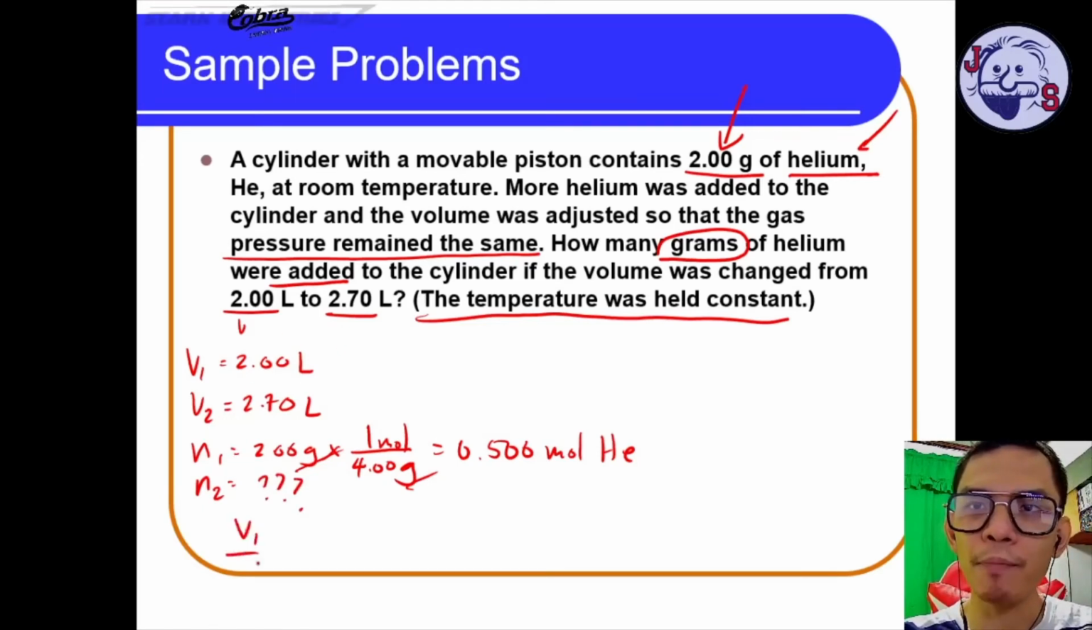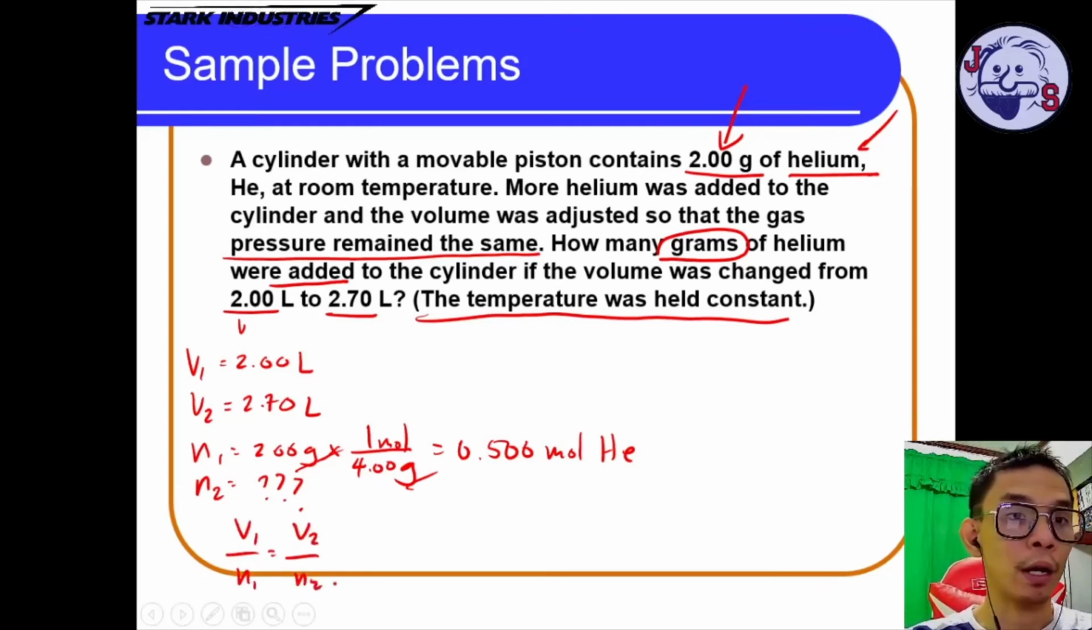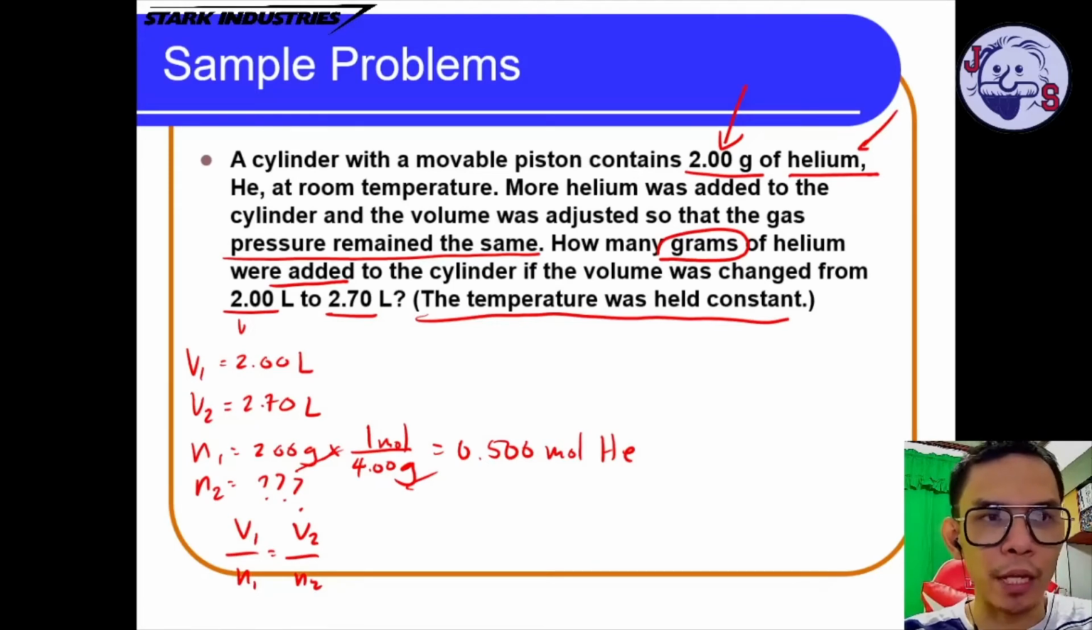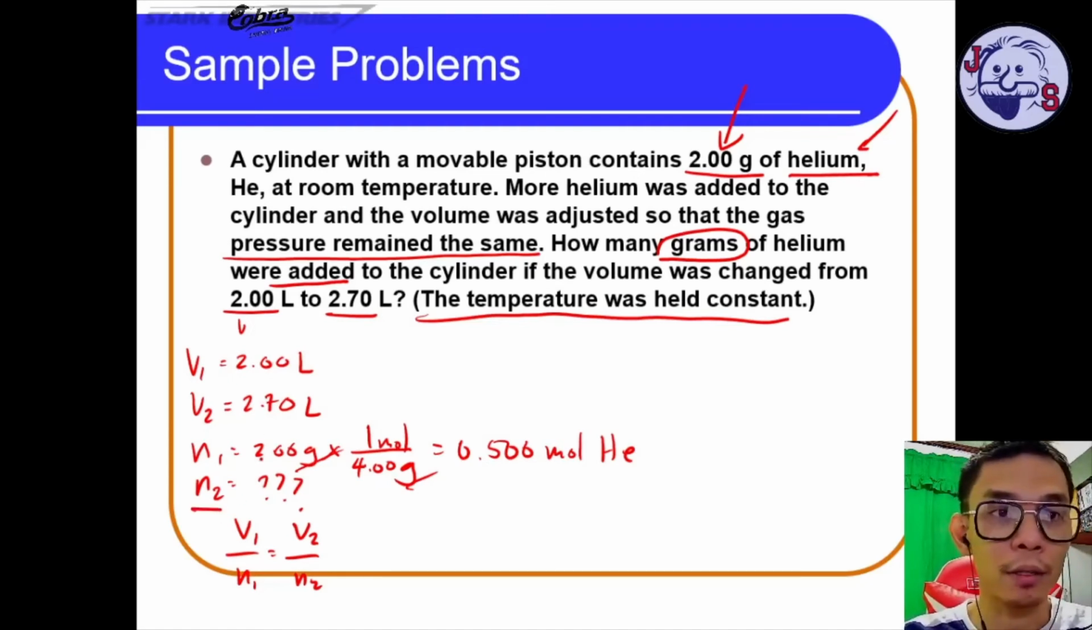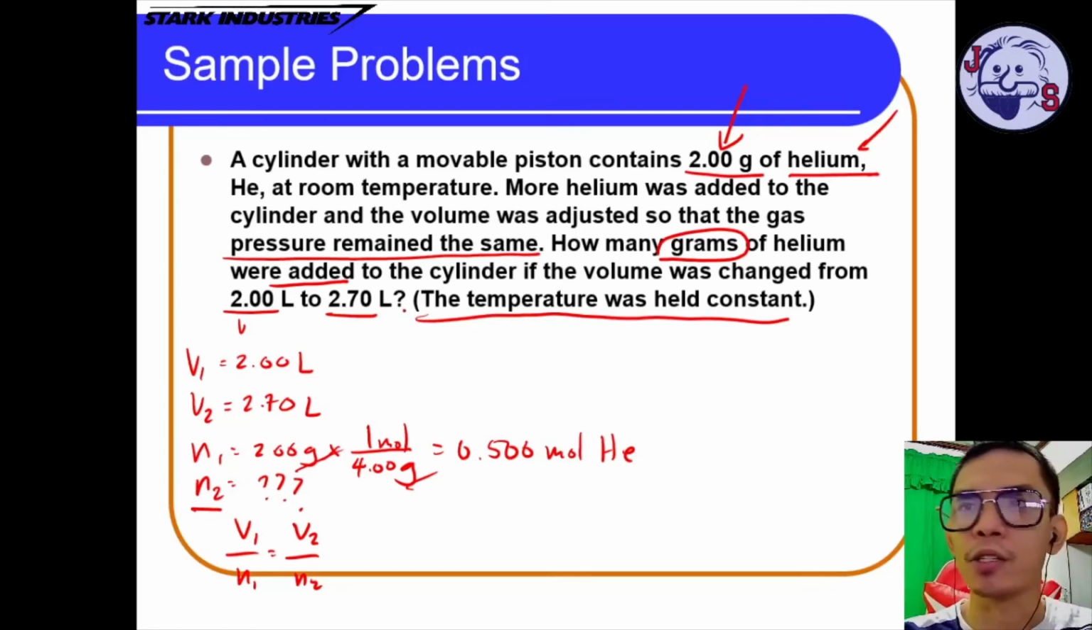So we will use this formula: V1 over N1 is equal to V2 over N2. Now let's first have the expectations for this answer. If V sub 2 is greater than V sub 1, then definitely N2 should be greater than N1. If it is directly proportional, N2 should be greater than N1. So that is our hypothesis. Let's move forward and solve this one.